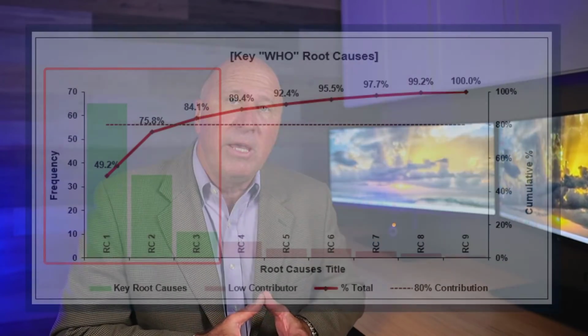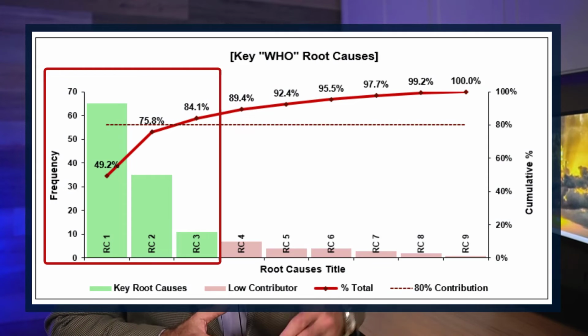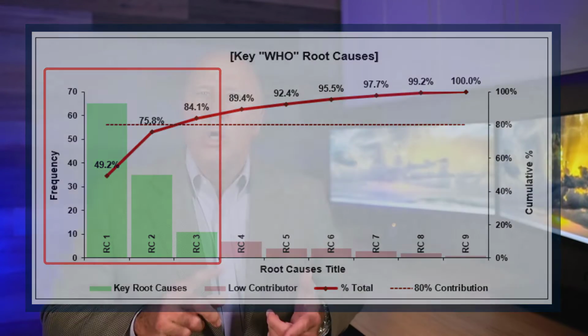This is exactly what you're going to do with the Pareto chart results that visually display in green from highest to lowest the key reasons why you're not meeting required target levels. Who is not meeting required target levels? What's not meeting target levels? Where are you not meeting target levels? And when are you not meeting target levels?